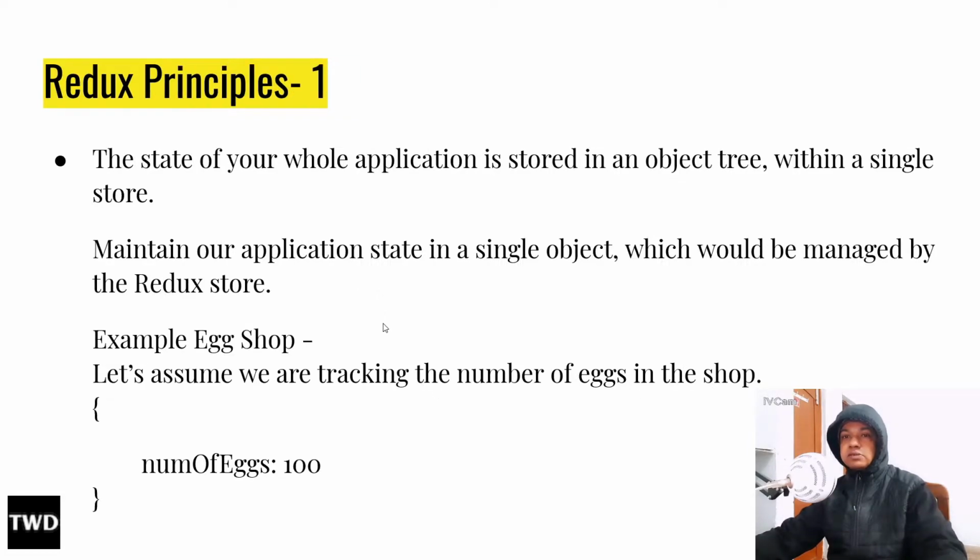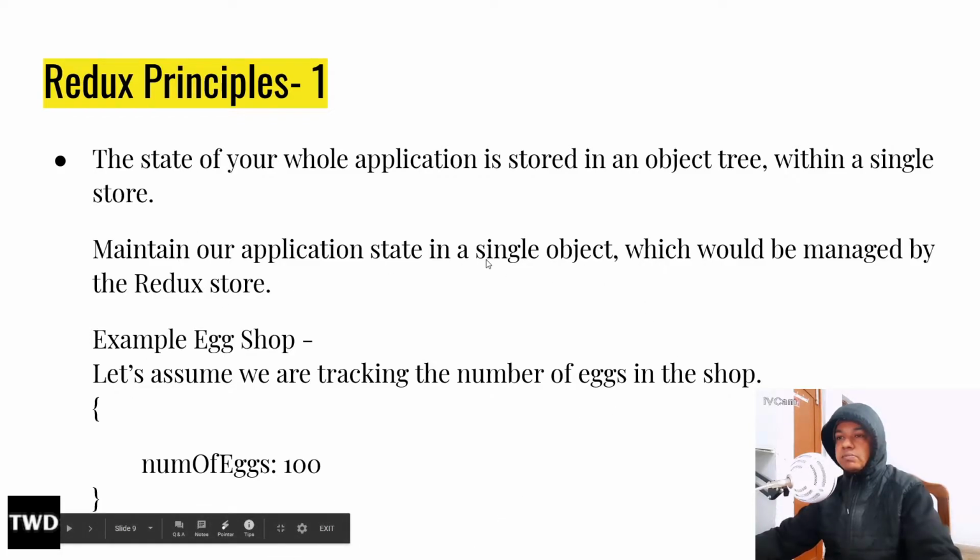So, Redux principle 1: the state of your whole application is stored as an object tree within a single store. So it is an object, actually, the state of your application. We maintain our whole application state in a single object which will be managed by the Redux Store.